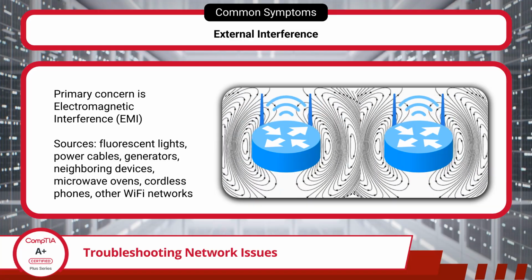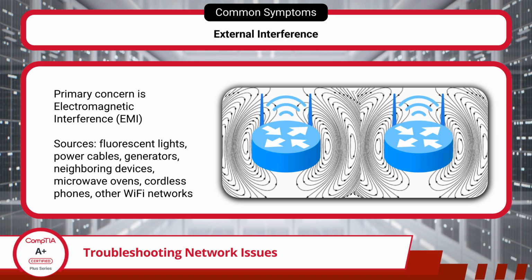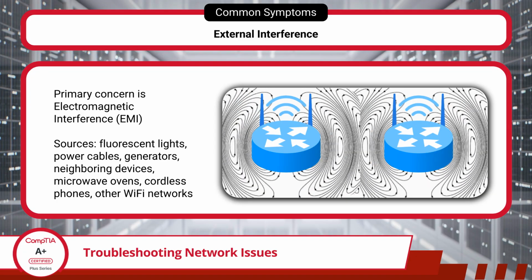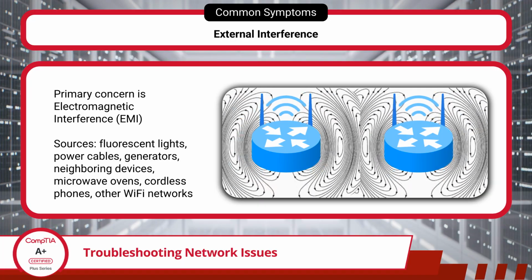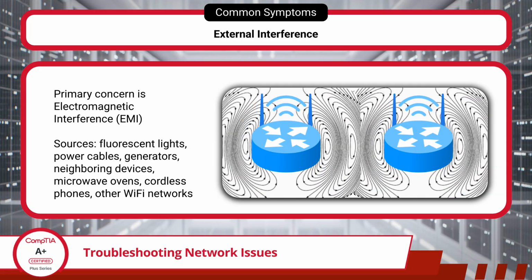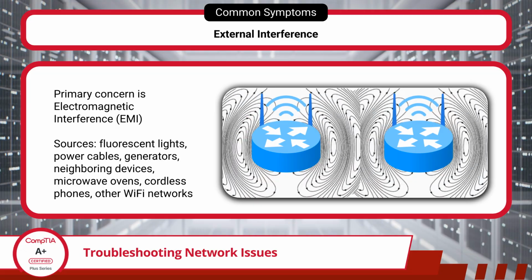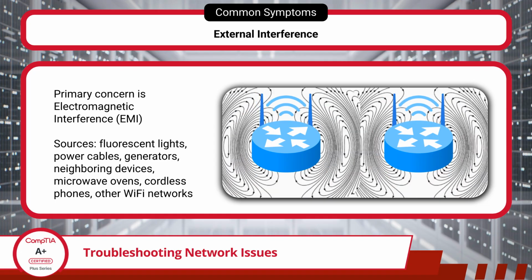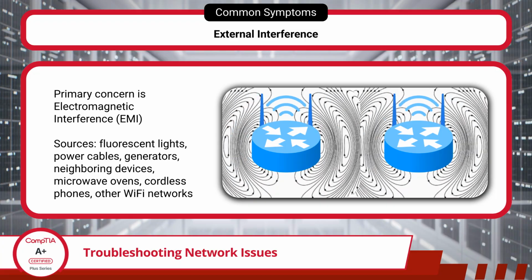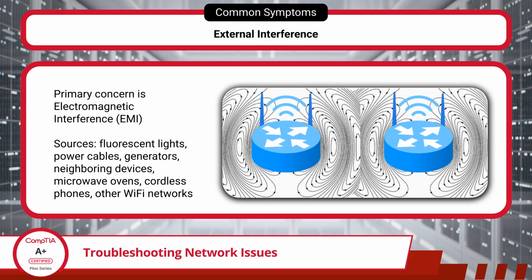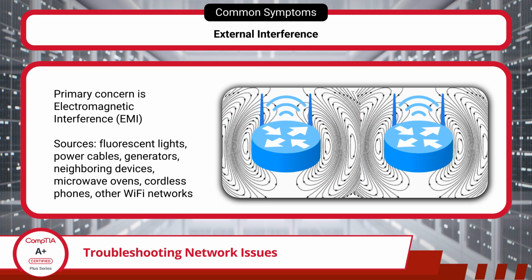To address EMI-related problems in wireless networks, several strategies can be employed. One approach is to carefully select Wi-Fi channels that are less susceptible to interference from neighboring networks and other electronic devices. Additionally, investing in Wi-Fi equipment that incorporates advanced interference mitigation technologies can help minimize the impact of EMI on network performance. These technologies may include signal filtering mechanisms or adaptive channel selection algorithms, which work together to optimize signal quality and reliability in the presence of external interference.